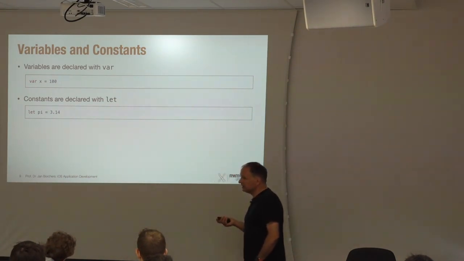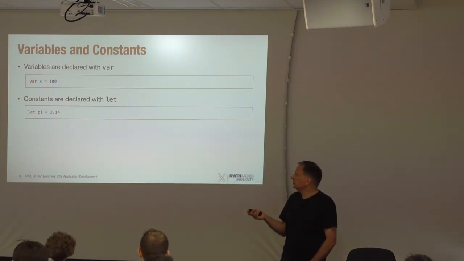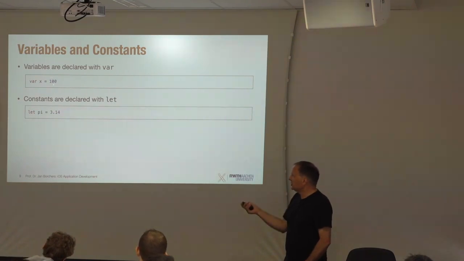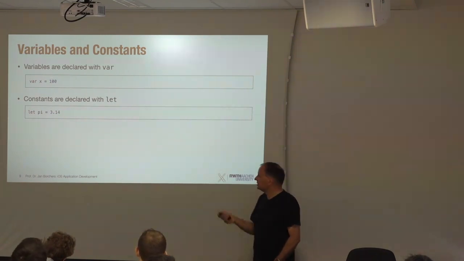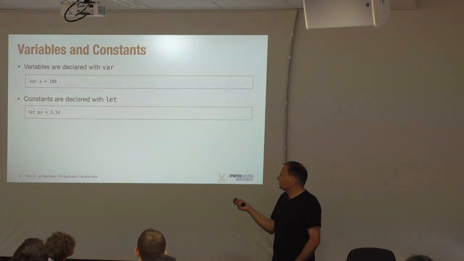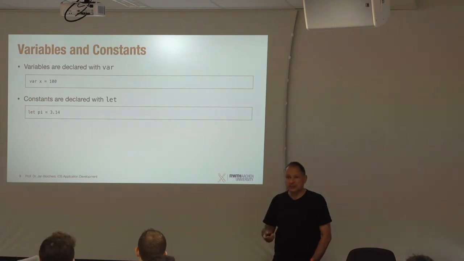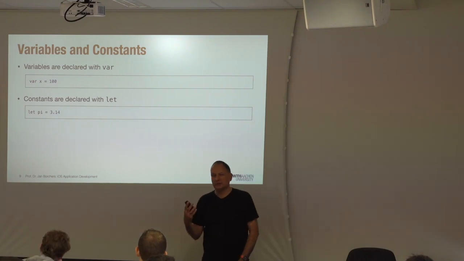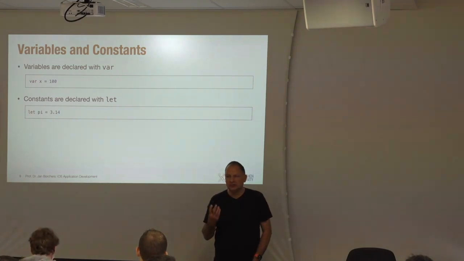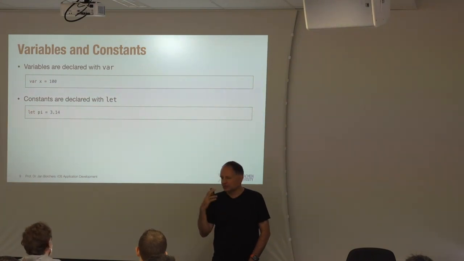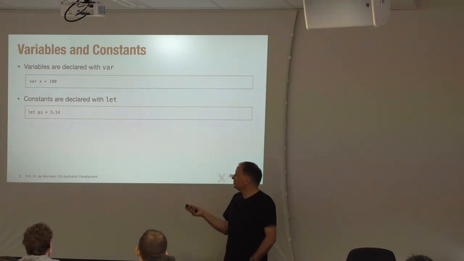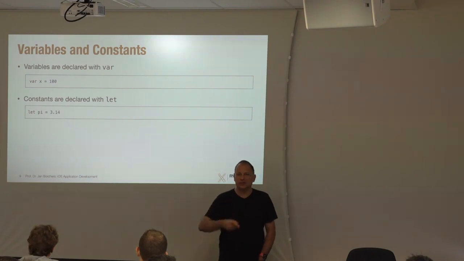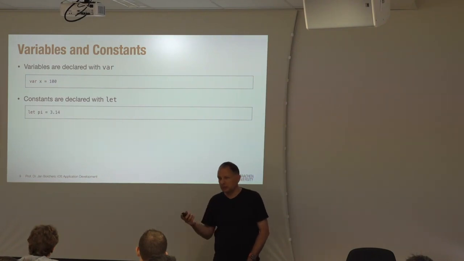So the idea here is when you declare a variable, you do this with var. X equals 100. I'll talk about the types in a second. But you can also declare a constant with the let keyword. And the approach in Swift, writing good Swift code, means that you use constants as much as possible, as long as the value that you put in there isn't going to change over the course of one run of that program, right?